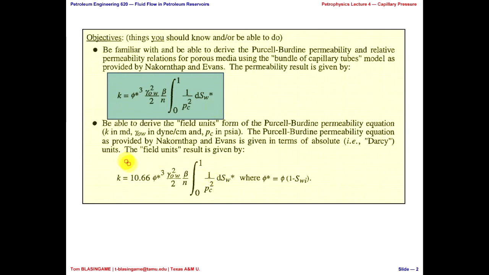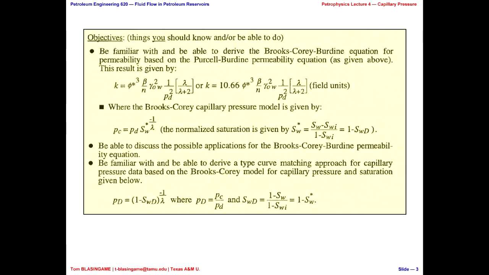And then when we put this equation in field units, this is our answer. Okay. Now, when we insert the Brooks-Corey capillary pressure relationship into that previous result, and we perform some integration, it's just a power law relationship, we get the standard equations as shown here.